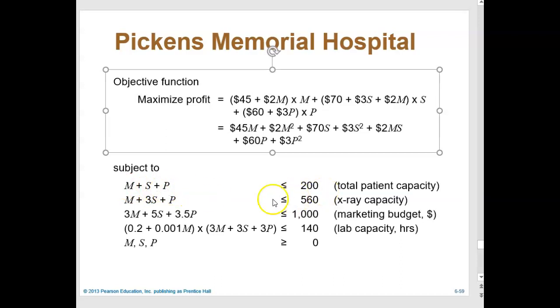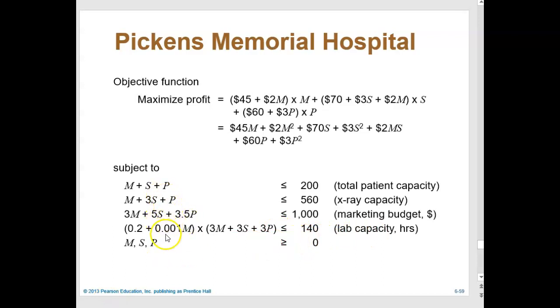That's our first constraint. The second constraint is with regards to the X-ray capacity, and this is where we use the table that we saw in the previous slide, and that has to be less than or equal to 560. The same way we used the table in the previous slide to form our constraint for the marketing budget, and eventually for the last constraint, which is the lab capacity.